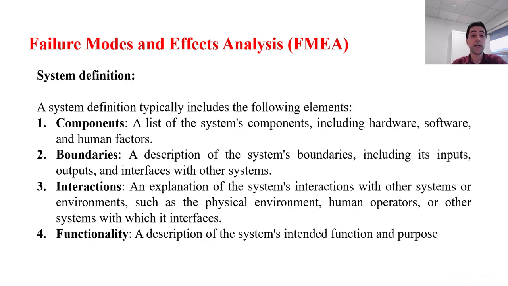It's important to have an understanding of system definition and the important elements of a system. Components are hardware, software, or human factors that are included in the system. The boundaries of the system, what is included or excluded from the system, and also interfaces to other neighboring systems. Also, interactions and functionality of systems are important to consider.